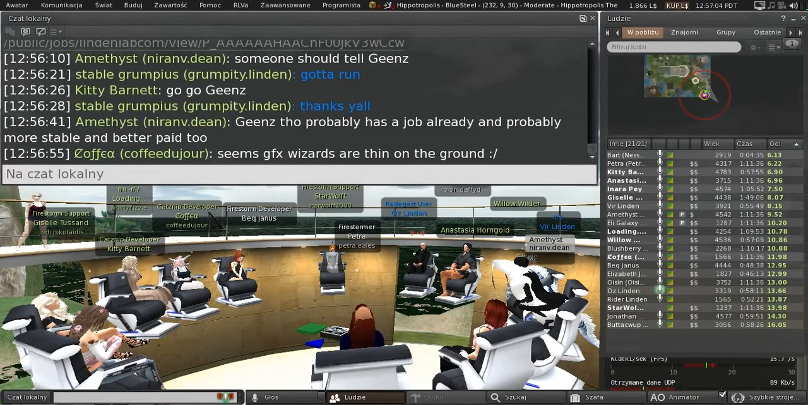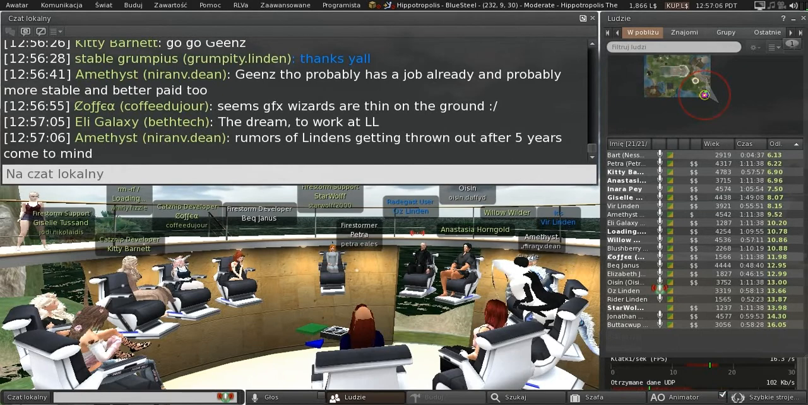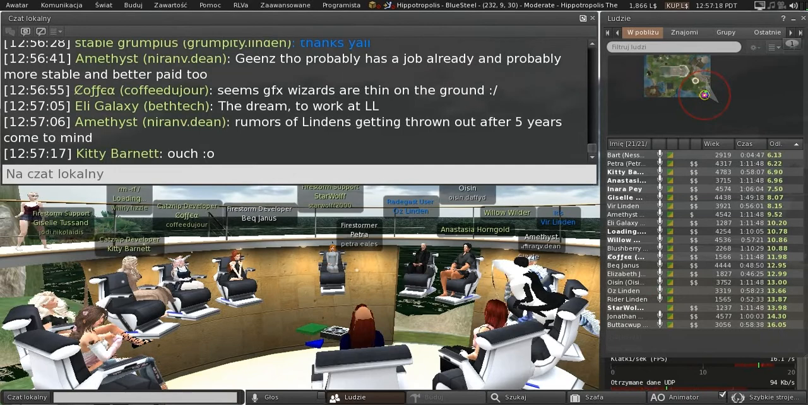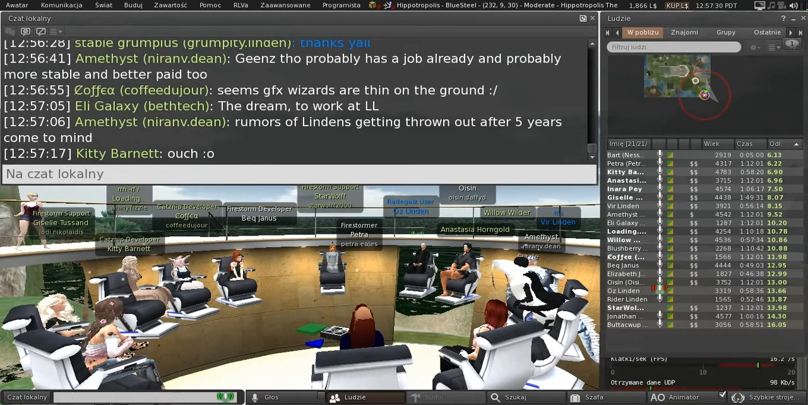Yes, rendering wizards are thin on the ground. There's no question about it. Any last minute stuff? We're close to the last minute.